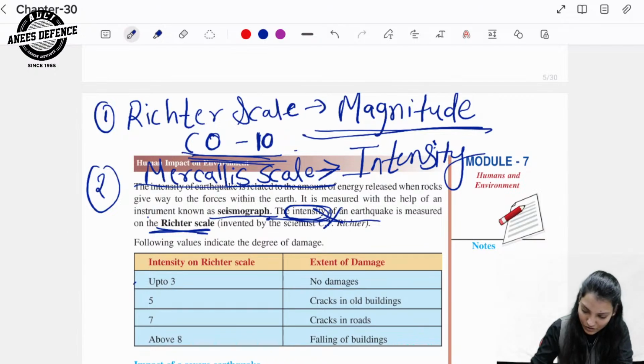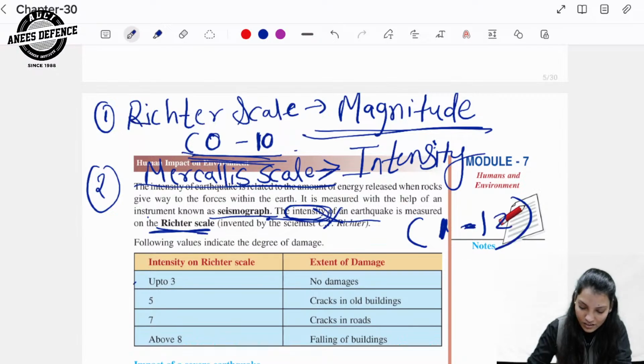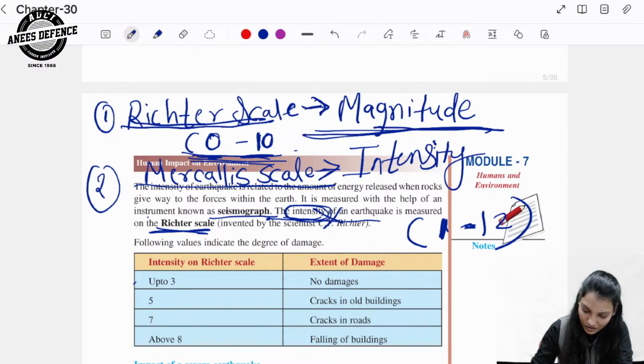Now, what is the range of this Mercalli scale? This is from 1 to 12. And what is the range of the Richter scale? 0 to 10. The Richter scale is used to measure the magnitude of an earthquake, and the Mercalli scale is used to measure the intensity of an earthquake. You have to remember these two scales.